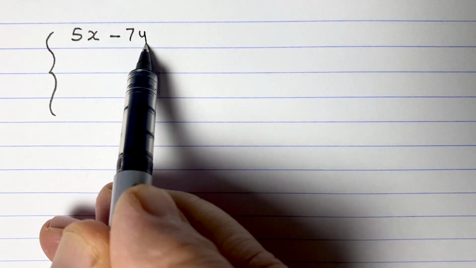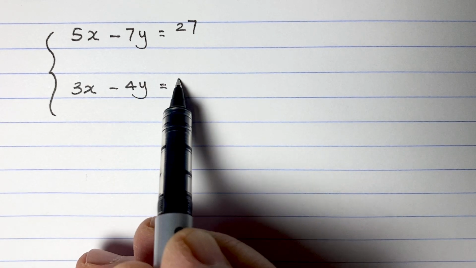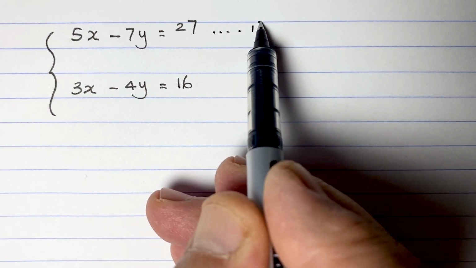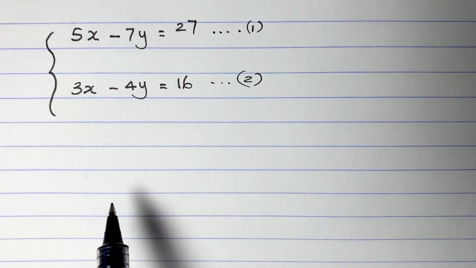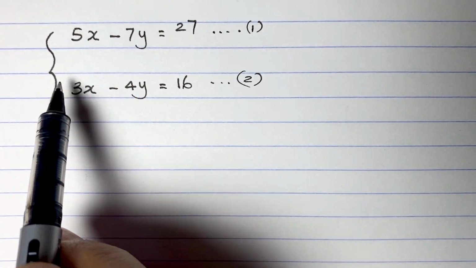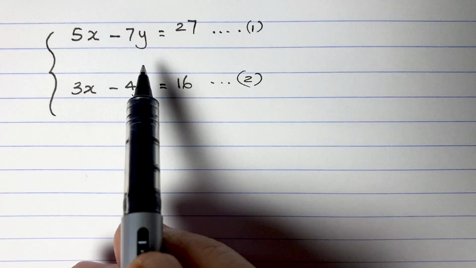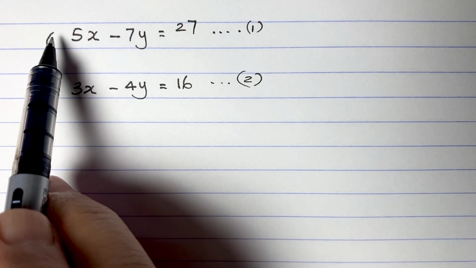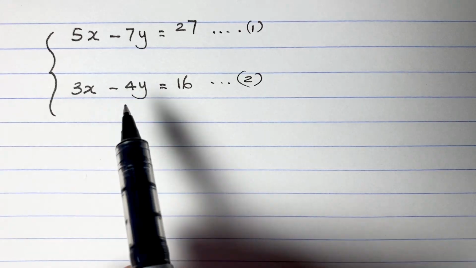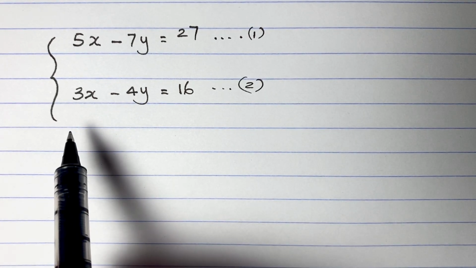More examples here, where again the signs are the same. 5x minus 7y equals 27, and 3x minus 4y equals 16. Equation 1, equation 2. Now, the digits next to x are different. The digits next to y are different. The signs of x are both plus. The signs of y are both minus. So they're both as bad as each other.